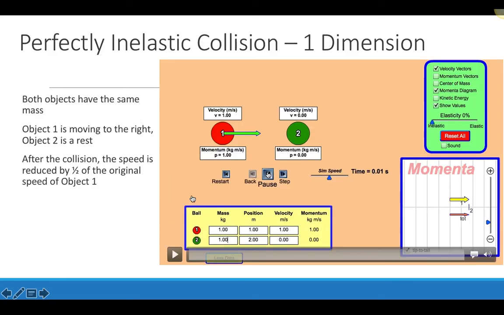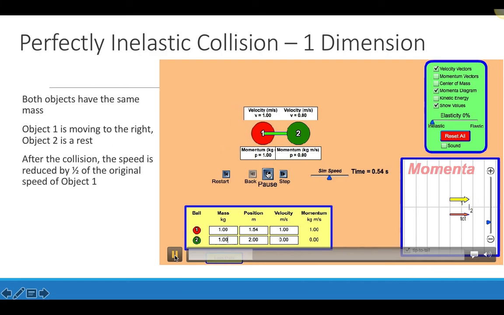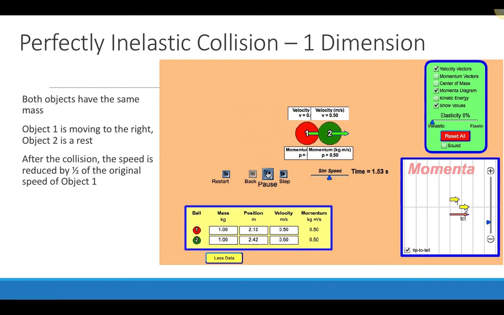So here I have identical objects, just like before. The red object has a velocity of 1, so the initial momentum of the system here, total momentum is just 1. And let's see what happens afterwards, traveling at 1 meter per second. They're going to stick together. So now they have to share their momentum.